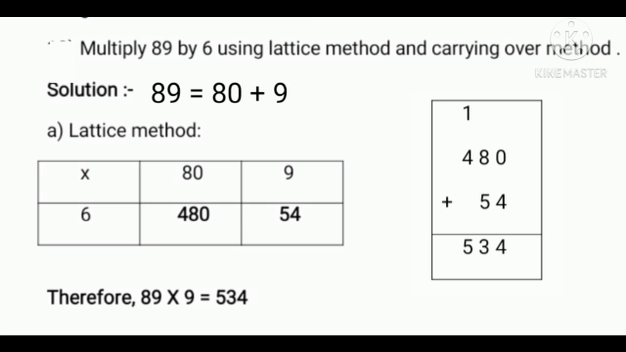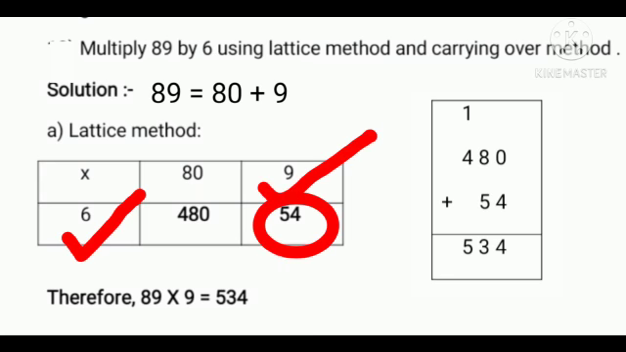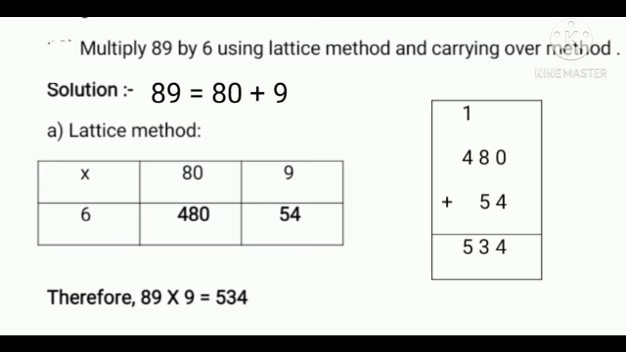Now arrange the numbers in the column. 80 and 9 multiplied by 6. 6 multiplied by 80. 6 8s are 48 and place a 0 after it. Move on to the next column. 6 9s are 54. Now arrange them for addition.